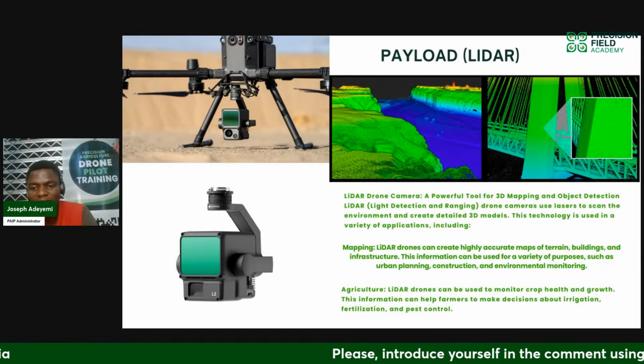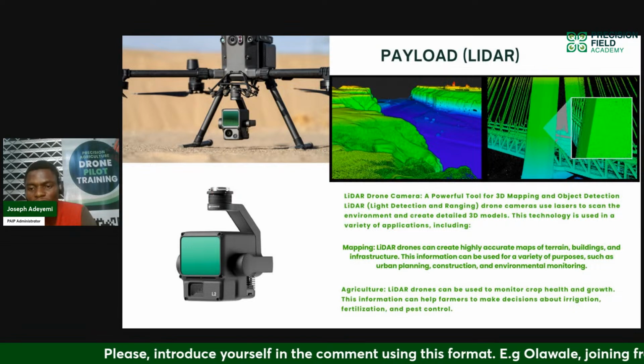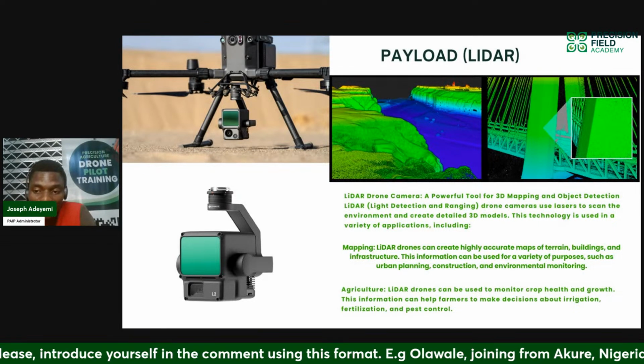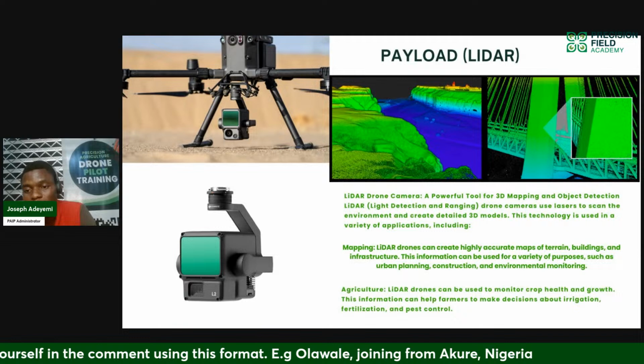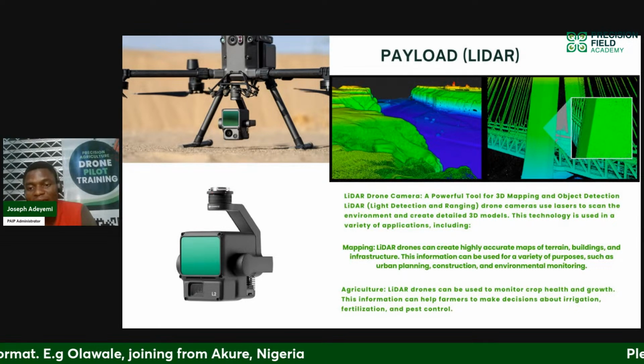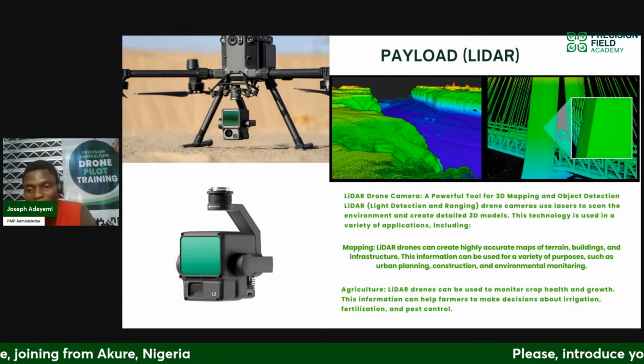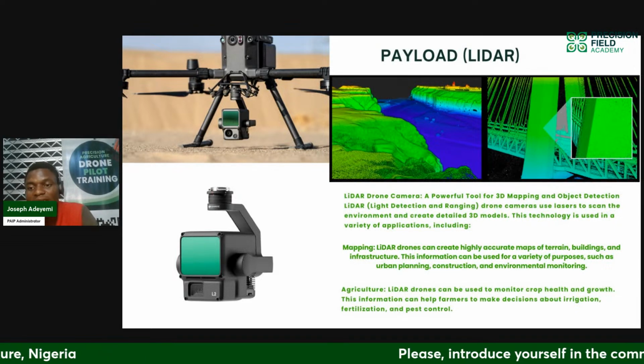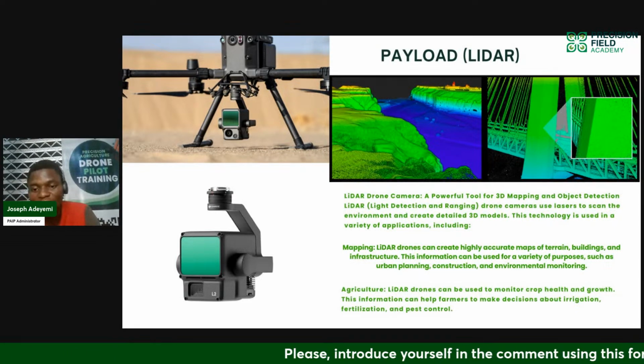So we have LiDAR. LiDAR is derived from light detection and ranging. The LiDAR drone camera is a powerful tool if you want to do 3D mapping and object detection. LiDAR is a light detection and ranging sensor. This drone camera uses laser technology to scan the environment.